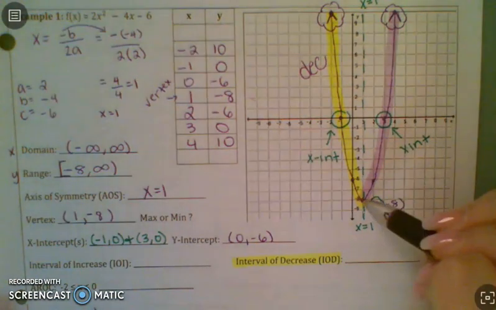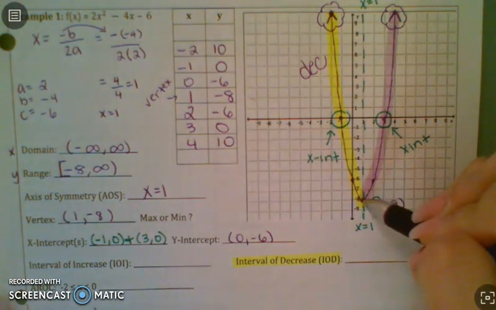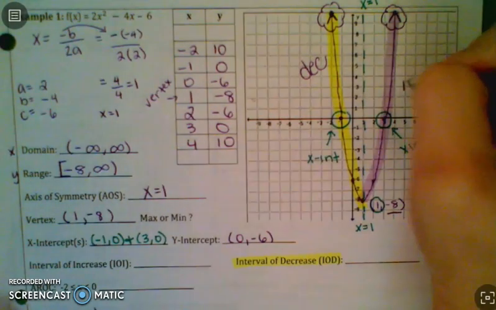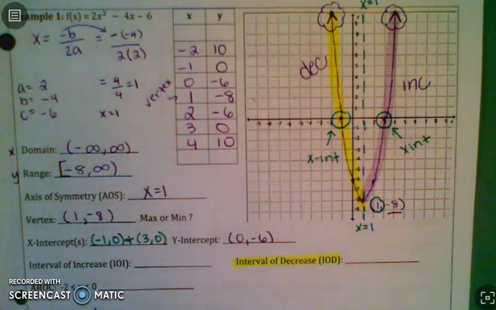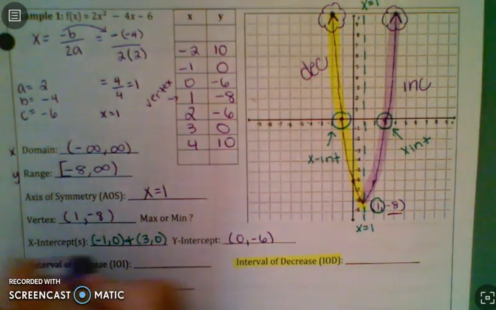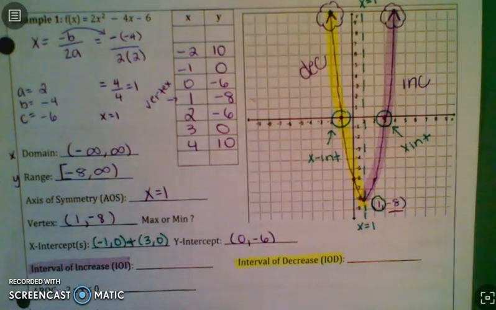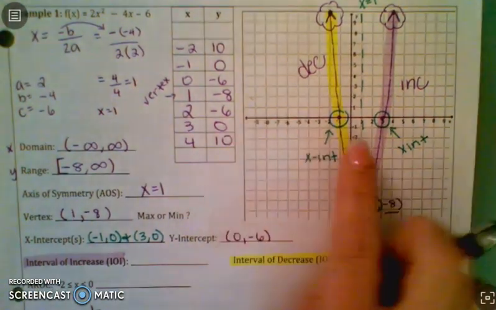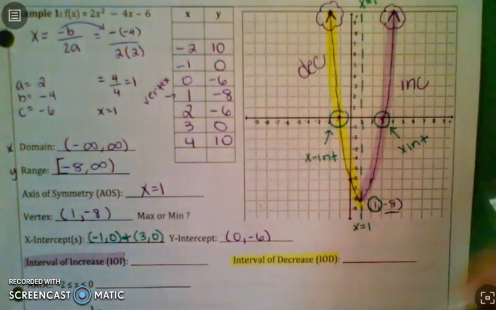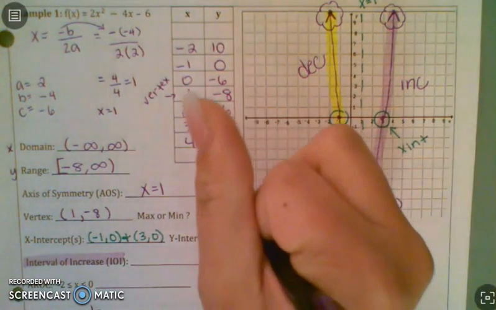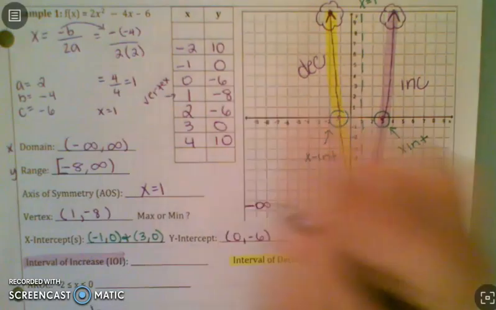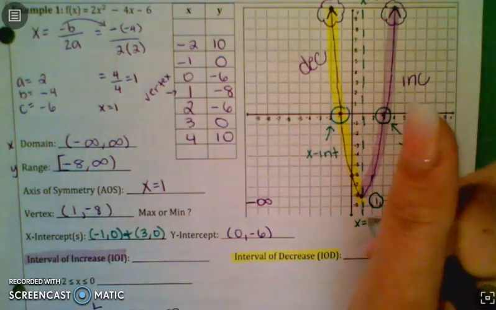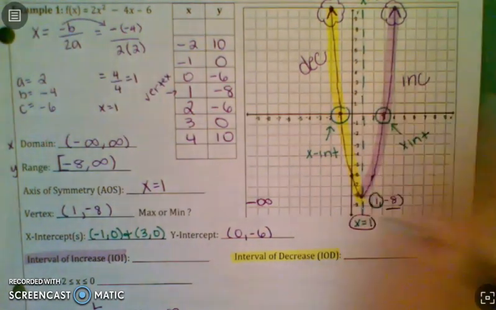And as I go from here now, because I'm at the bottom of my hill, or the bottom of my valley, now I'm going uphill. So this side is increase. And what we're going to do is write it using infinities. So on this left side, left side is negative infinity, and it's stopping at 1.